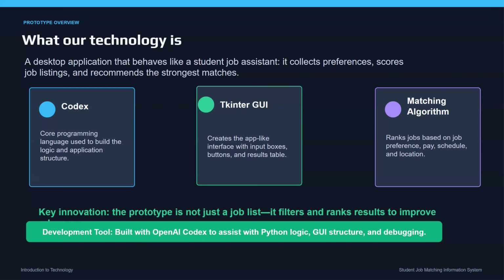Our key innovation is that the prototype is not just a simple job list that you would endlessly search through, but it filters and ranks results to improve the user's needs. The development tool that we used for this technology was OpenAI Codex, to assist with Python logic, GUI structure, and debugging.